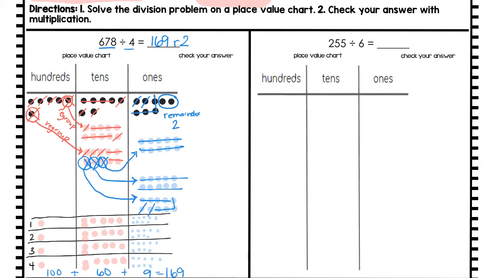Now it's time to check our work. We always do our quotient, which is our answer, times our divisor, which is the number that we divided into groups. So I'm first going to do 169 times 4. If I use partial products, I know that 9 times 4 is 36.